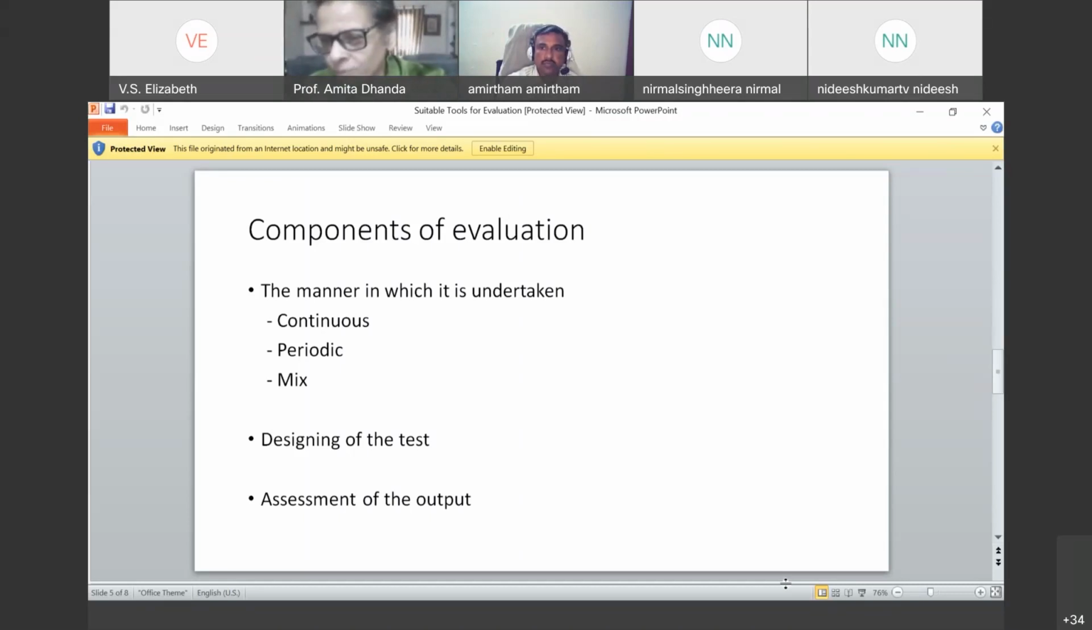So one is this whole business of periodicity, and the frequency at which you're doing it necessitates the way in which you design the test. Like I said, if you are doing continuous evaluation, it should be like a fun kind of thing where they are getting tested too, and yet it's not like, okay, all life comes to a standstill.